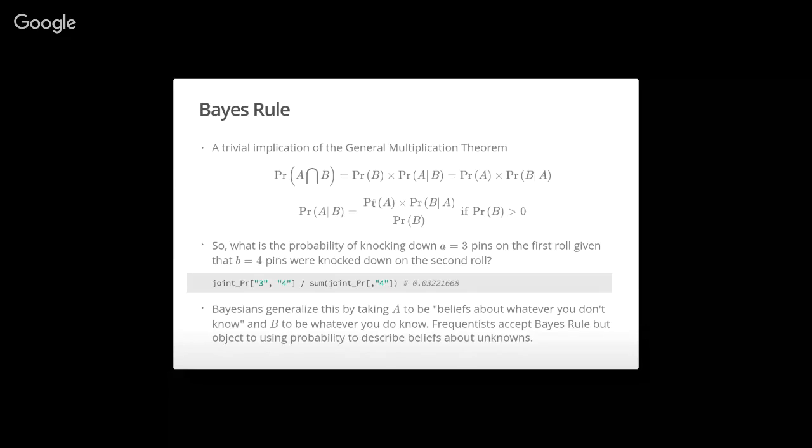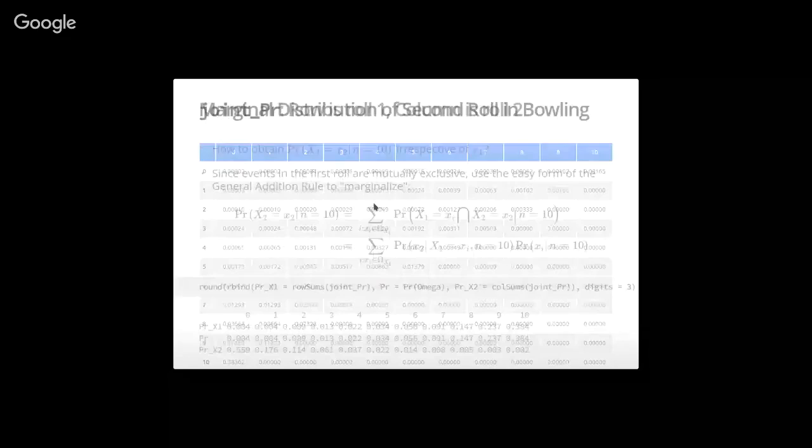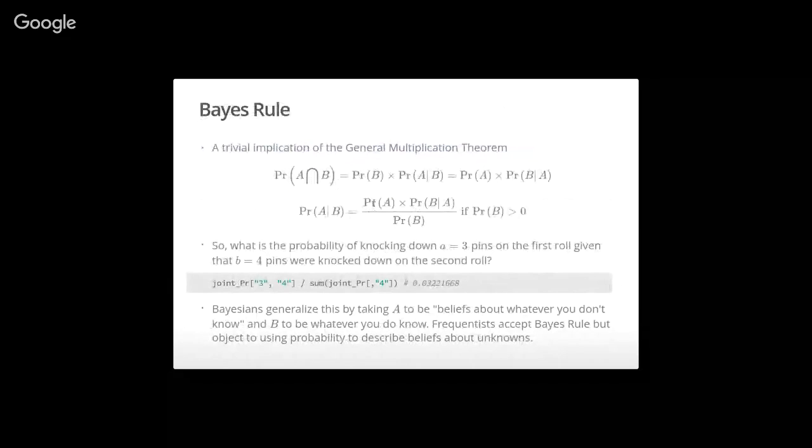Yes? Just to clarify, can you distinguish between a scenario where it's frequentist-true and a scenario where you're using Bayes' rule? Yes. So if you observe an infinite number of frames of bowling by the same person and you came up with this table, then mathematically, you can plug in the three things and get the conditional probability of knocking down three on the first roll, given that you knock down four on the second roll. It just follows out by doing a little bit of algebra.